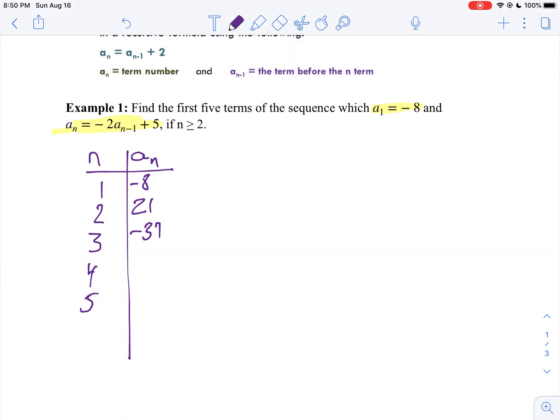And then for our next term, we're going to take negative 37, multiply that by negative 2 and add 5. Well, negative 37 times negative 2 would be positive 74. 74 plus 5 would be 79. And finally, we're going to take 79 times negative 2. That would be negative 158. Negative 158 plus 5 would be negative 153. And there are your recursive terms, or the first 5 terms of a recursive formula.